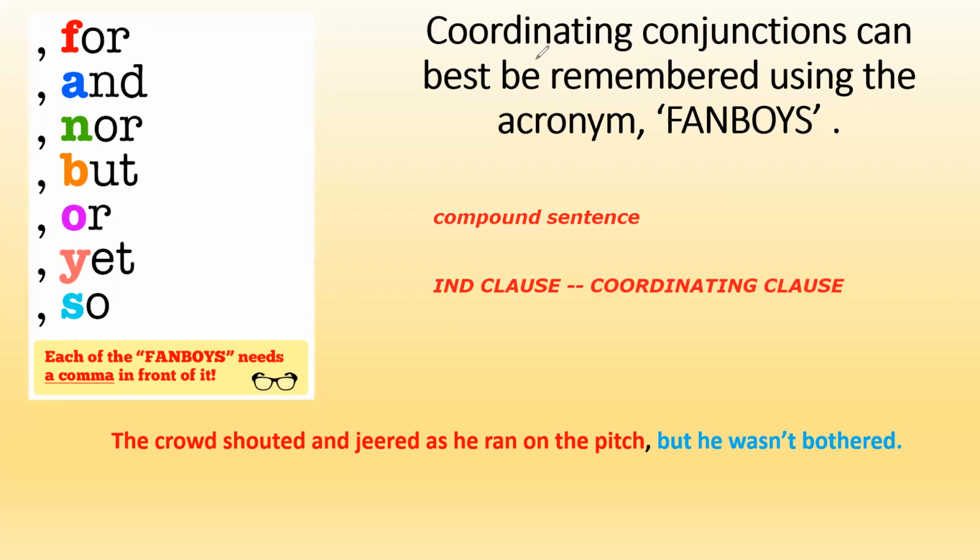Now, does it have an independent clause? If we look here, is this an independent clause? The crowd shouted and jeered as he ran on the pitch. Yes, that's an independent clause because it's got a subject, which is the crowd, and it's got a verb, but it's got two verbs here, shouted and jeered. Okay, so the subject, the verbs, and that part, the red part, that makes sense all by itself. If we got rid of that blue part, it would say, the crowd shouted and jeered as he ran on the pitch. So that makes sense all by itself. So we know that that's an independent clause.